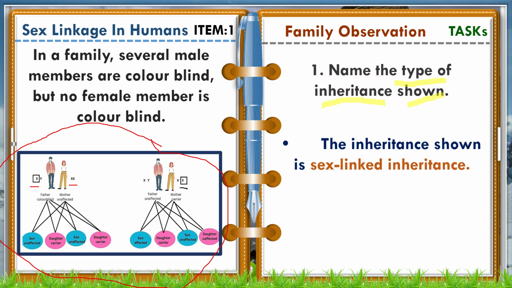So here we say that the inheritance shown is sex-linked inheritance. It is called sex-linked inheritance, meaning that the gene which is responsible for the expression of color blindness is linked to the sex chromosome, and that is the X chromosome.